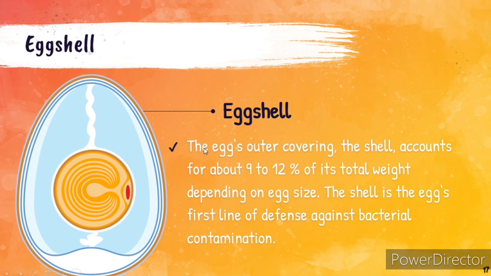Then the eggshell. This is the outer covering, and it accounts for about 9 to 12% of the egg's total weight, depending on egg size. The eggshell is the first line of defense against bacterial contamination. The eggshell.